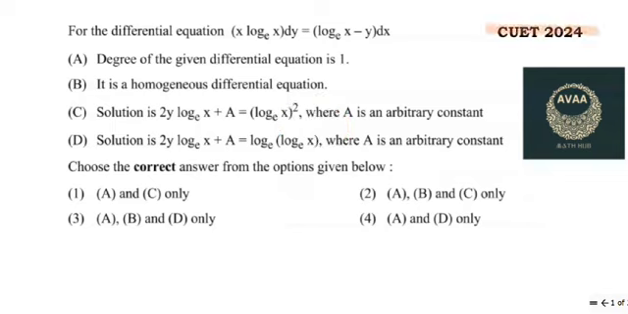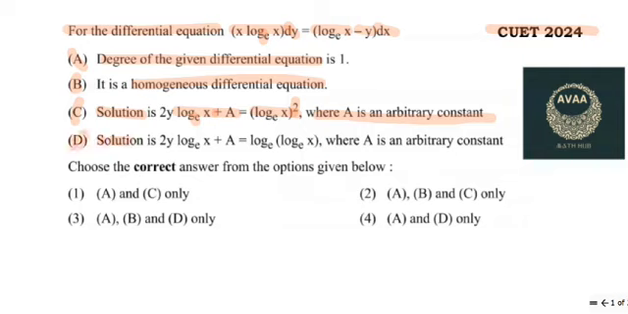A question has been picked from the year 2024. It says, for the differential equation, x times log x to the base e times dy is equal to log x to the base e minus y times dx. Option A says the degree of the given differential equation is 1. Option B says it's a homogeneous differential equation. Option C says the solution is 2y times log x to the base e plus a is equal to log x to the base e whole square, where a is an arbitrary constant. That means simply a constant.